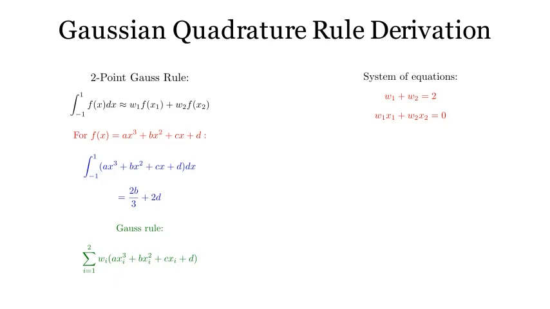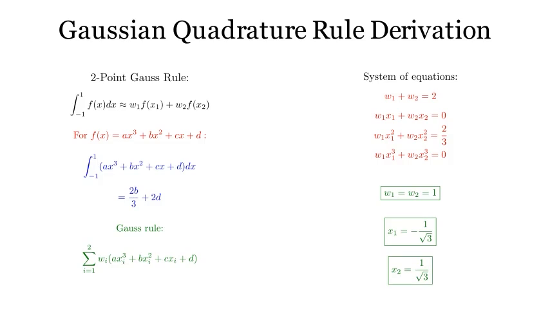And applying the rules of symmetry, we can say that w1 will be equal to w2 and x1 will be equal to -x2. Applying these conditions, we will figure out that w1 and w2 will be 1, and x1 and x2 will be minus 1 by root 3 and positive 1 by root 3 respectively.